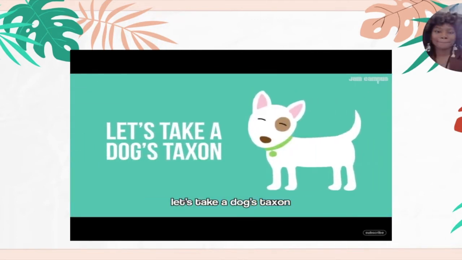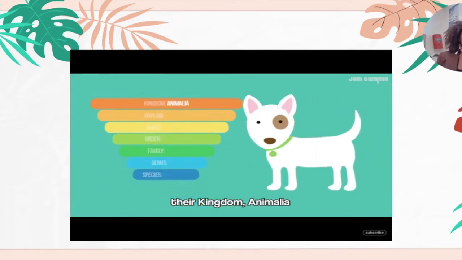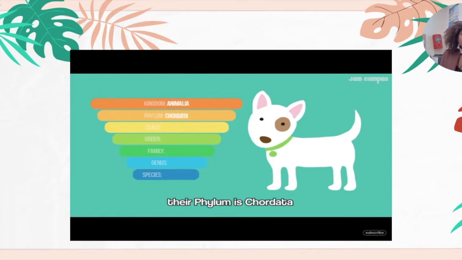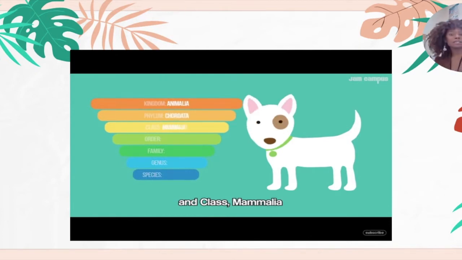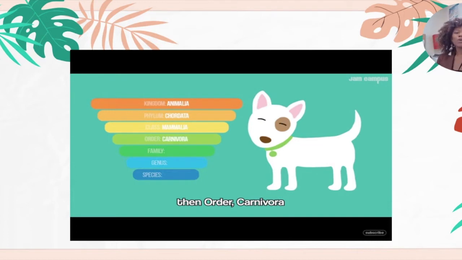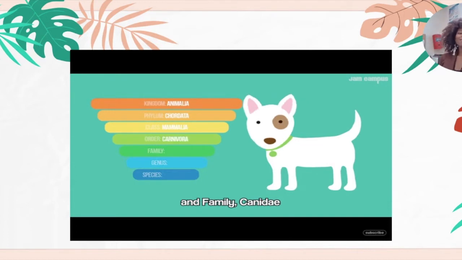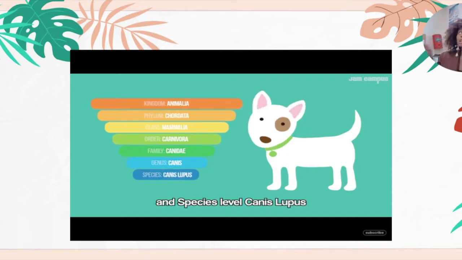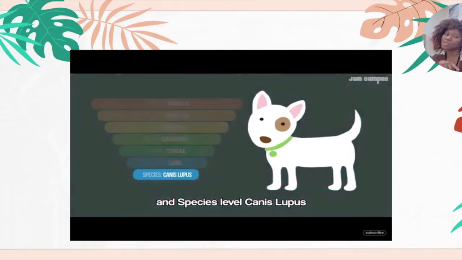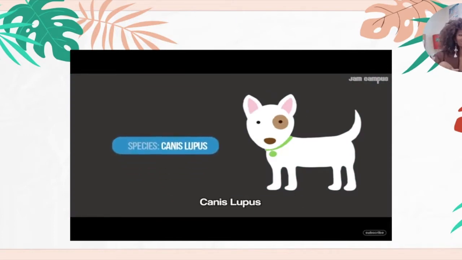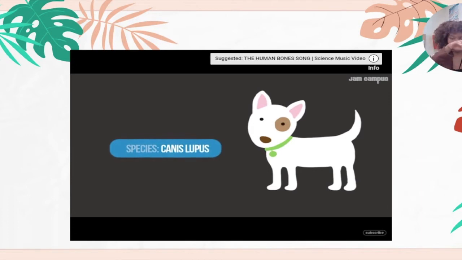Let's take a last action. The kingdom in a million. The phylum is called data. In class, mammal, in order, carnivore. In family, unity. Genus is the genus. In species, mammal, genus, lupus. Genus, lupus. Okay, here we go.